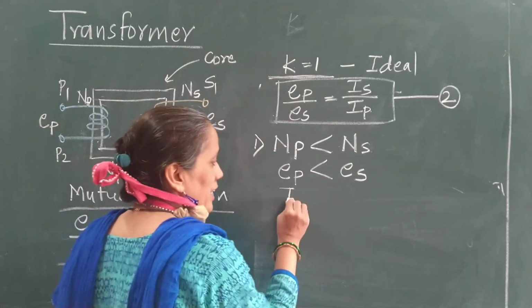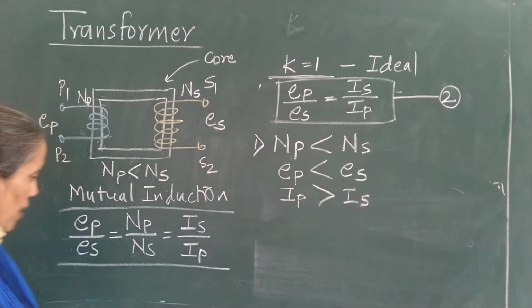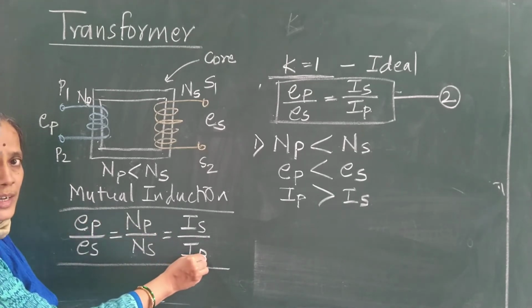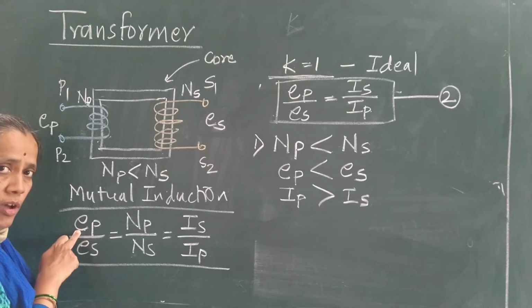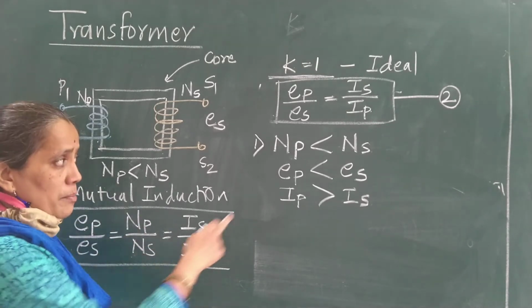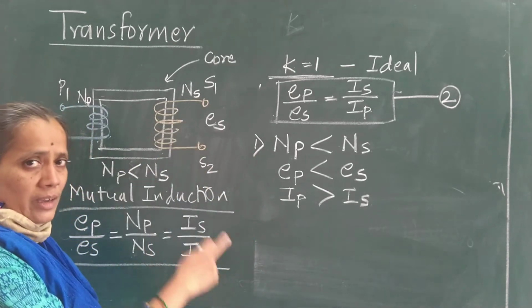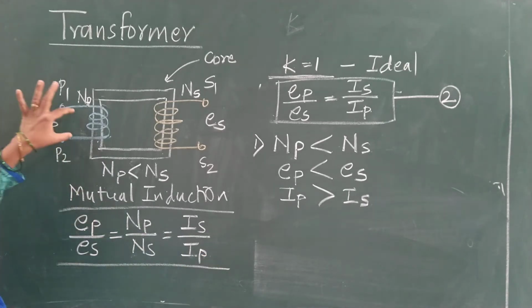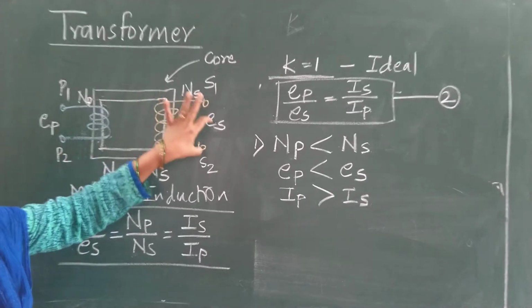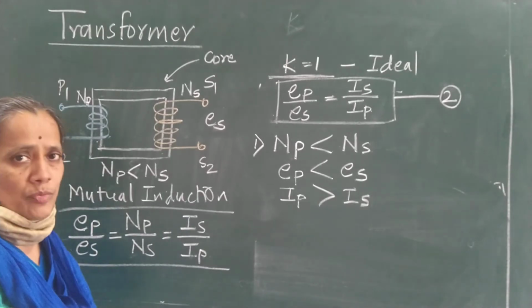But current in primary is always greater than current in secondary. Why? Because EMF in primary is inversely proportional to current in primary. So if EMF is small, then primary current must be large. Clear? Means I can say that transformer is a device which will convert low EMF, high current into high EMF, low current, or vice versa. This is nothing but your transformer.